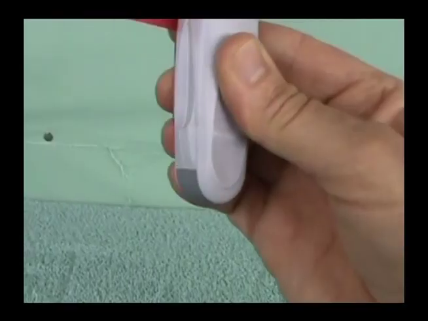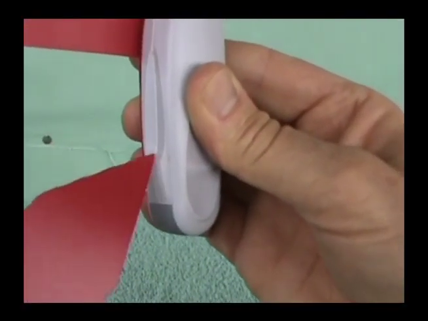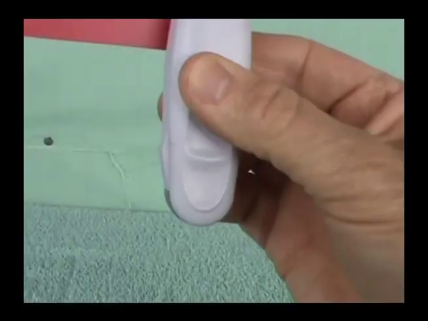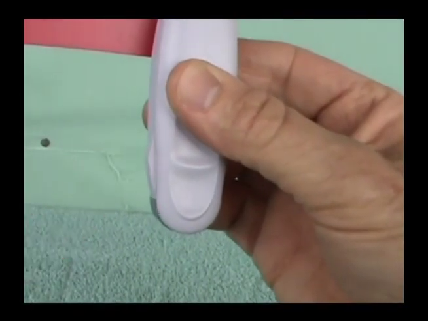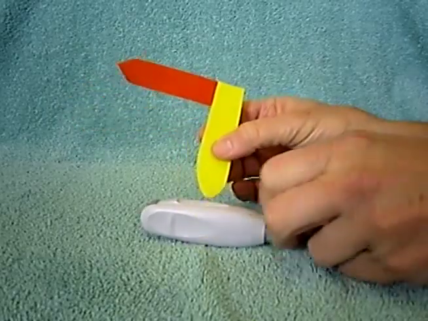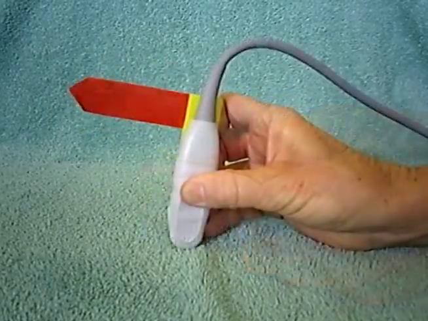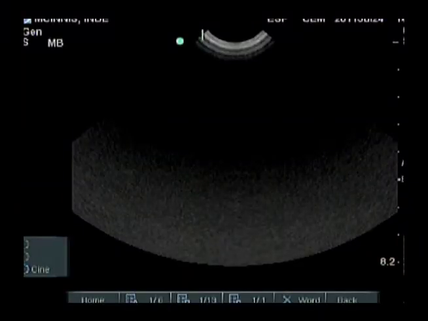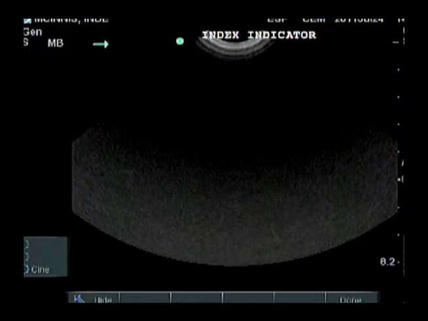The transducer has an index indicator which indicates direction of the ultrasound beam. I will use a red pointer attached to the transducer to help you see the direction of the index indicator. In abdominal ultrasound, there is a corresponding index indicator on the ultrasound screen to help give direction to the image. The index indicator is always on the left side of the screen in abdominal ultrasound.